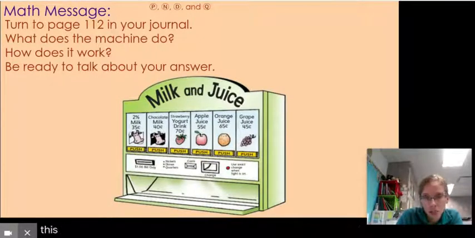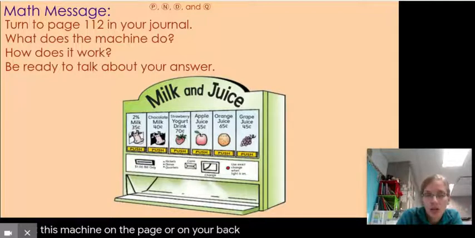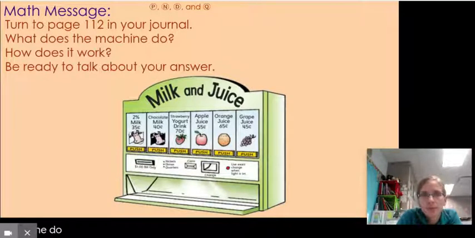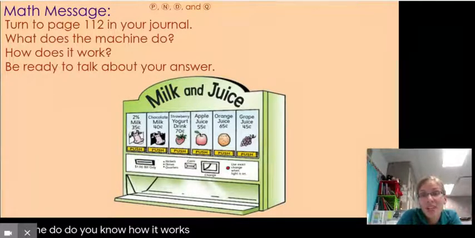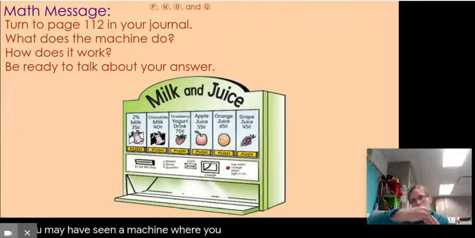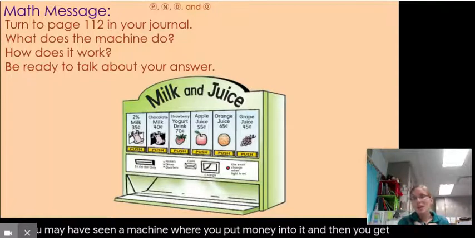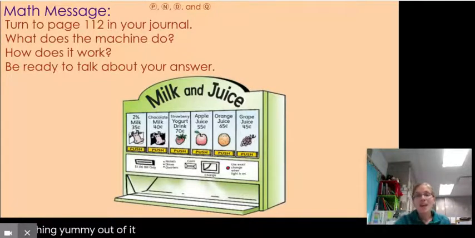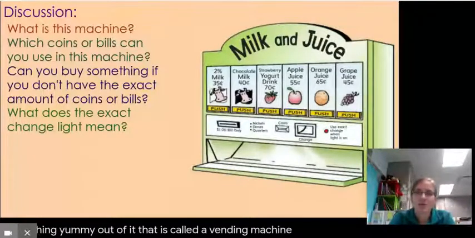So look at this machine on the page or on the screen. What does this machine do? Do you know how it works? You may not have seen this specific machine, but you may have seen a machine where you put money into it and then you get something yummy out of it. That is called a vending machine, right?